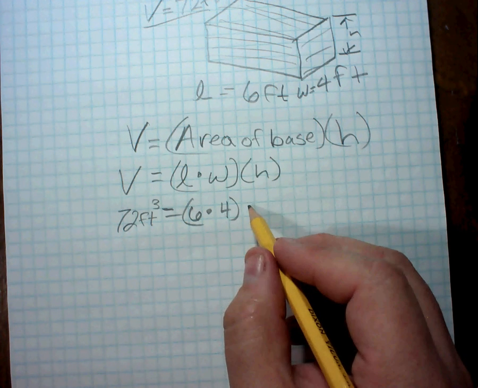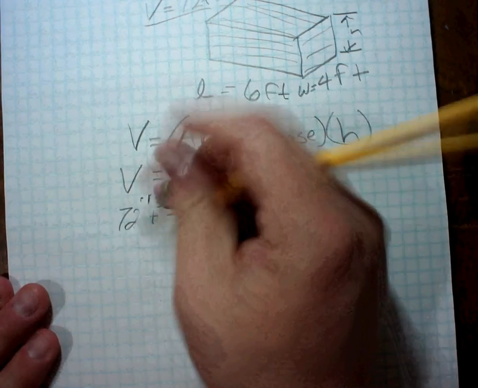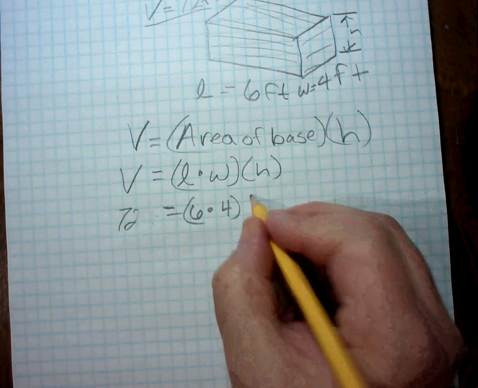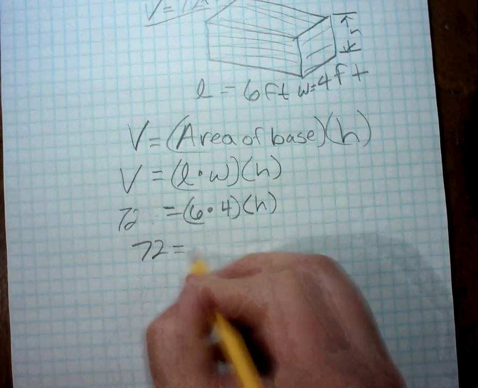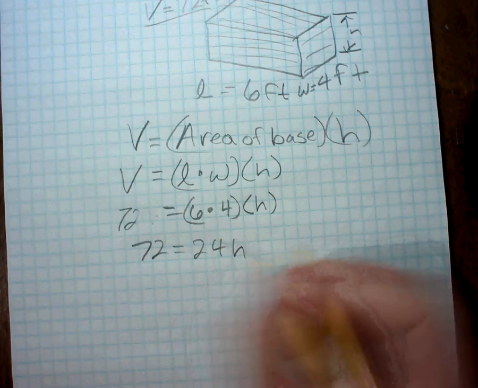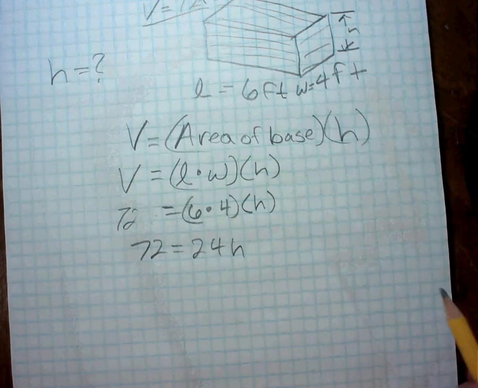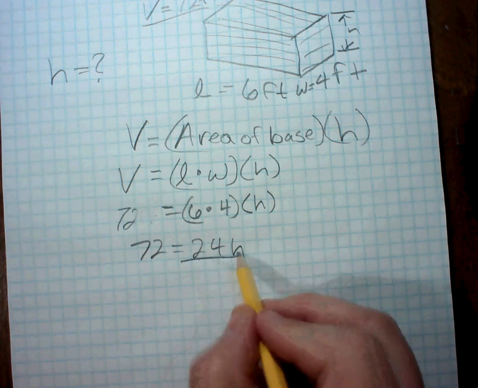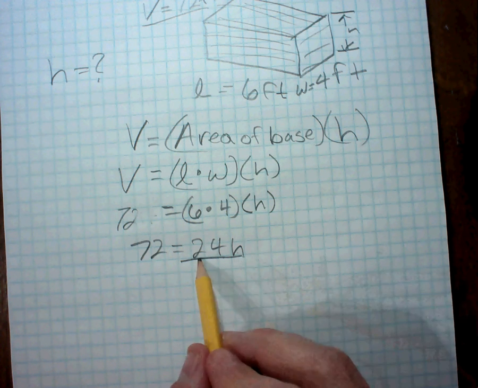And, well, I'm going to take the dimensions out. We'll talk about that later. Times the height. So I've got 72 equals 24h. Well, they're asking me to solve and tell them what the height is. So that means I need to get the height by itself.